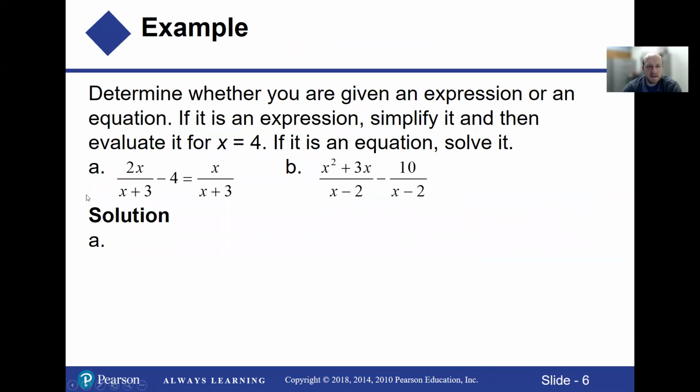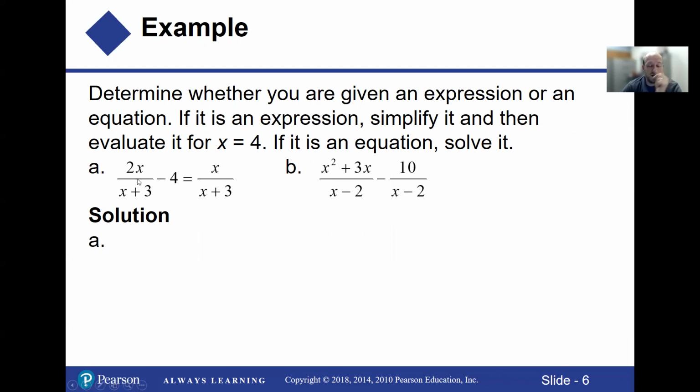But let's go ahead and solve this first one here. Okay. So what I want us to do first is determine whether you're given an expression or an equation. Okay. If it is an expression, simplify it and evaluate it for x equals 4. Okay. If it's an equation, solve it. Okay. So I give you two different things here. Is this an expression or equation? Well, you might obviously say that it's an equation because it has an equal sign. And I said that earlier. Now this guy over here, this whole thing in B, is an expression. There is no equal sign.